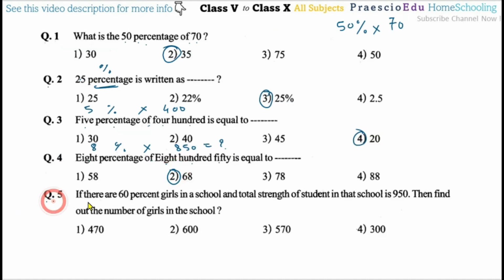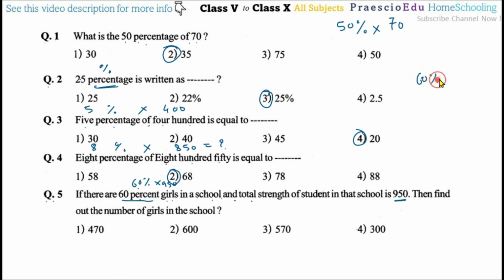Now question number 5, if there are 60% girls in a school and total strength of students in the school is 950, then find out the number of girls in the school. Now 60% girls in a school, and total strength is 950. Out of that we have to take out 60%, then find out this one. So we will solve it here.